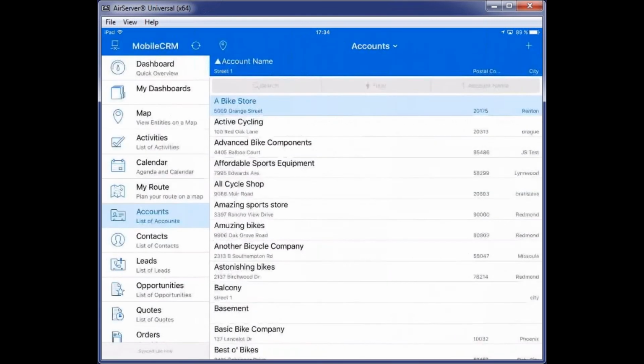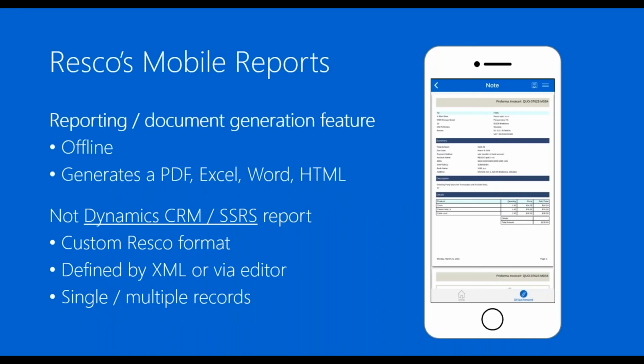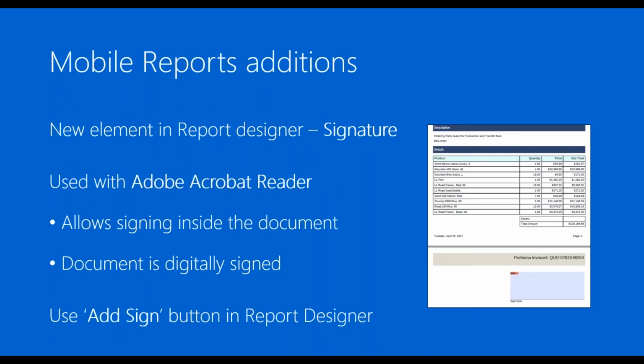So this was the second demo, and this brings me to the third part of my presentation, which is the most technical and will cover new things in reports, in rules, and in JavaScript. I will start with the reports, and I have to again just recap that this is our own reporting or document generation feature, which works also offline without connectivity and can generate a PDF, Excel file, Word, or XML. It's not the Dynamics CRM or SSRS report, it's a custom Resco format for single or multiple records and so on.